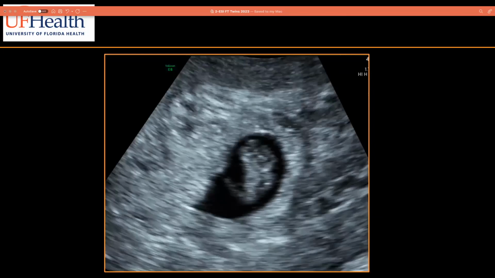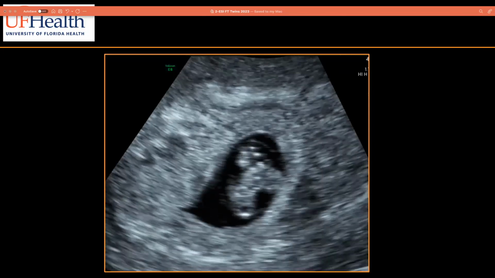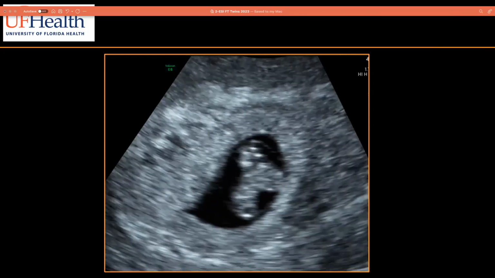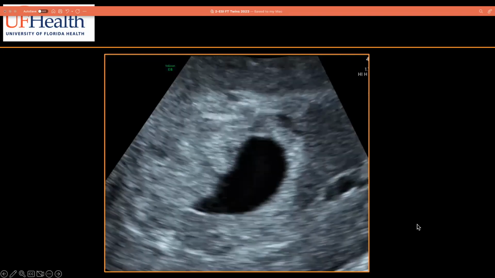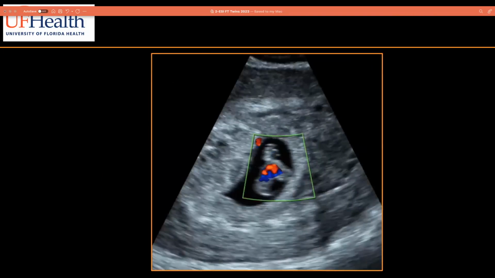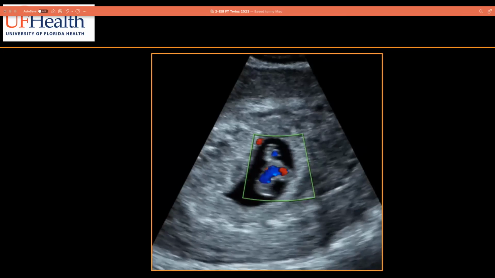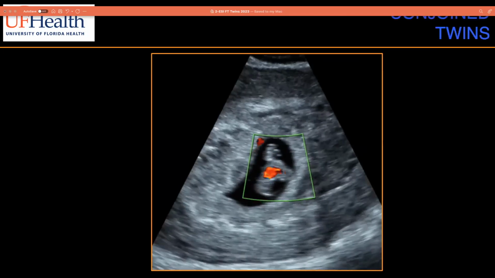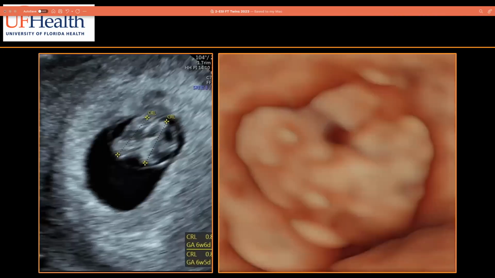And here is another case looking very early on. You see some tissue bilaterally with a central beating structure. Those were conjoined twins. And here it is with color again. And here was another set of twins at 6 weeks, 6 days.